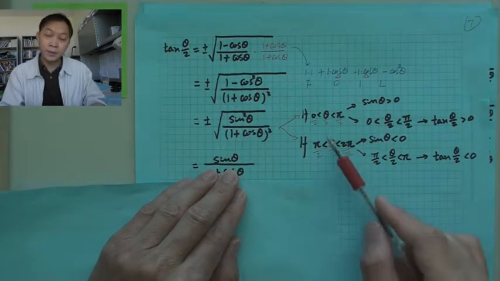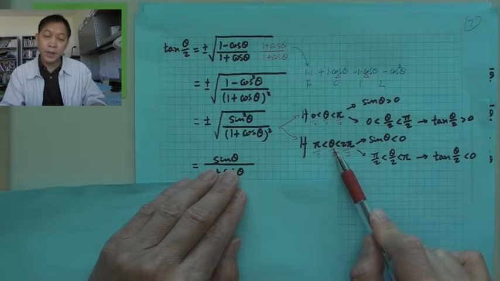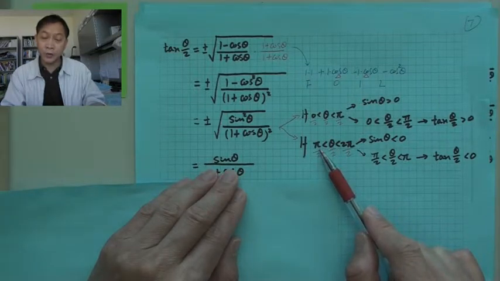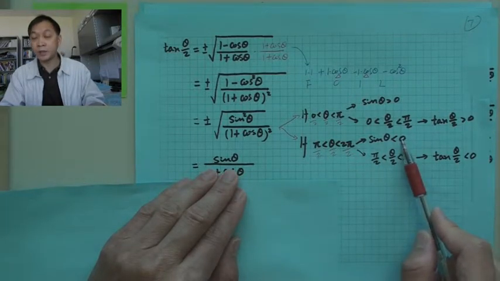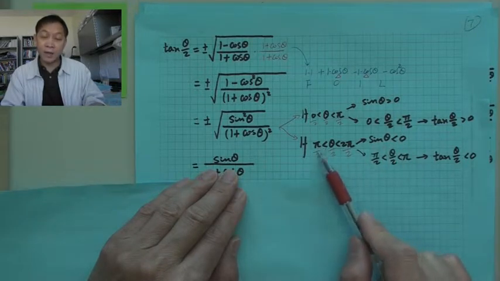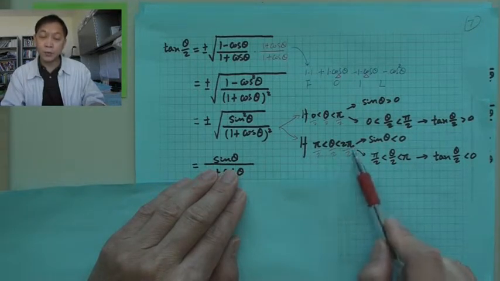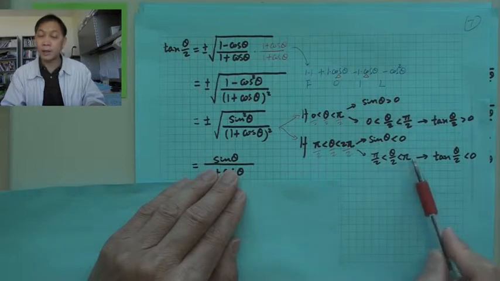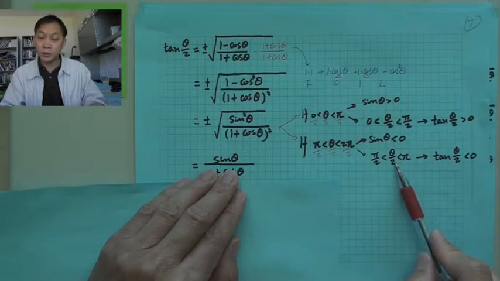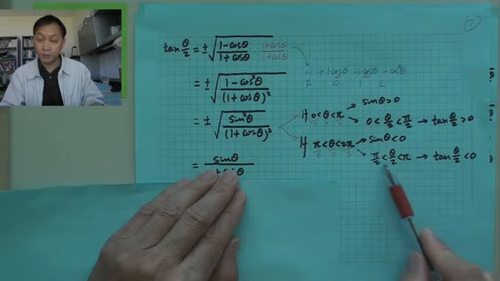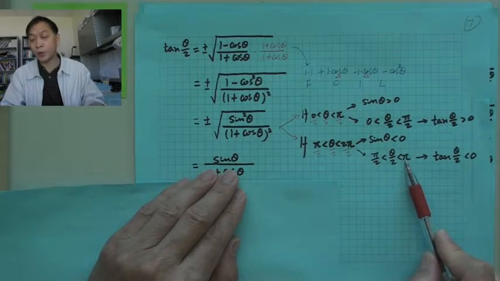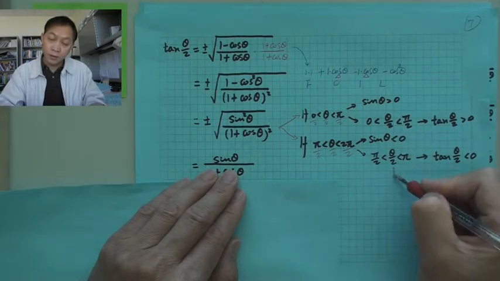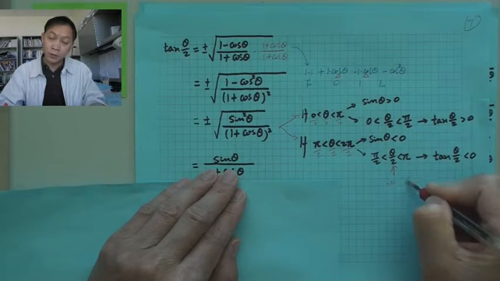On the other hand, if theta is between pi and 2 pi, means theta is in quadrant 3 and 4, sine theta is going to be negative. If you divide every place by 2, then theta over 2 will be greater than pi over 2 and less than pi. This angle, theta over 2, is in quadrant what? Greater than 90 degrees and less than a straight angle. So theta over 2 is in quadrant 2.